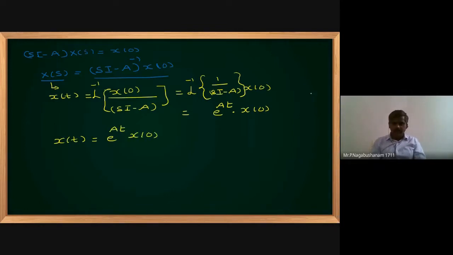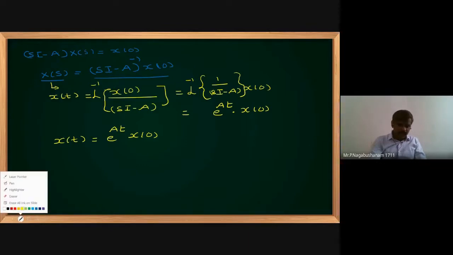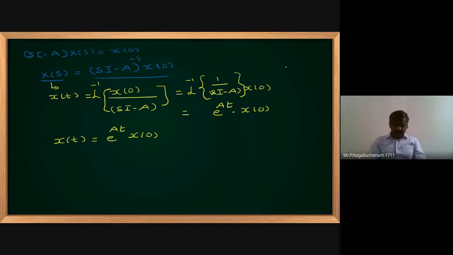I want to make some highlights here. Please bear with me. I want to give some formulas which are useful in state space analysis, some Laplace and L inverse formulas. First, Laplace of e power at is 1 by (s minus a). If it is e power plus at, it is s minus a. Laplace of e power minus at, because it is minus a, it is s plus a.